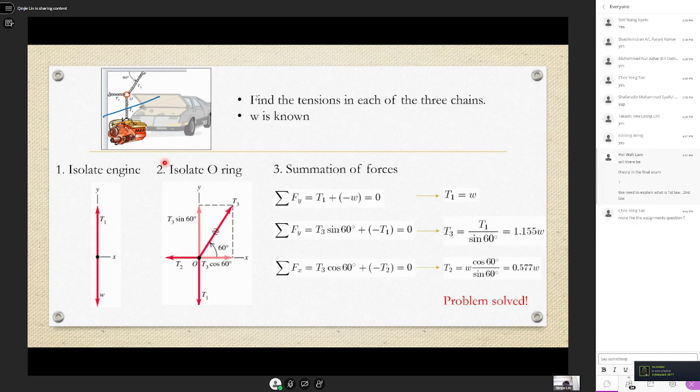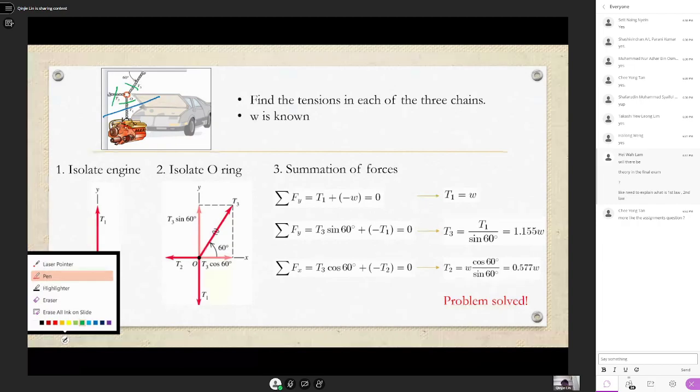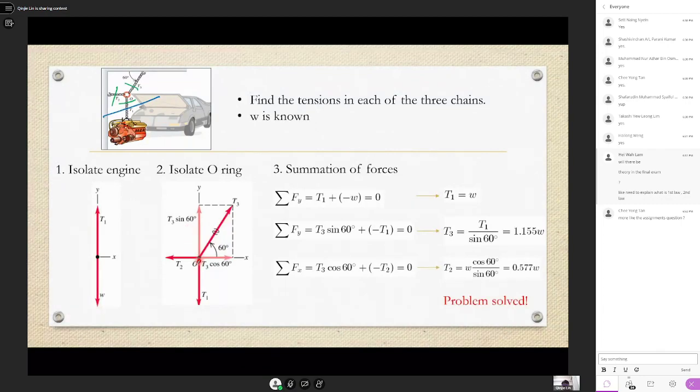Next thing, we will go and isolate another body so that we can get more equations later. Okay, so the useful part for us to isolate will be this O-ring. So you can isolate this O-ring. When you isolate the O-ring, again, you will make cuts around it. Imagine you make a cut here, make a cut here, and make a cut here. So you're left with the O-ring with 3 exposed chains. So you will go and draw a free body diagram for that. O-ring with 3 exposed chains.